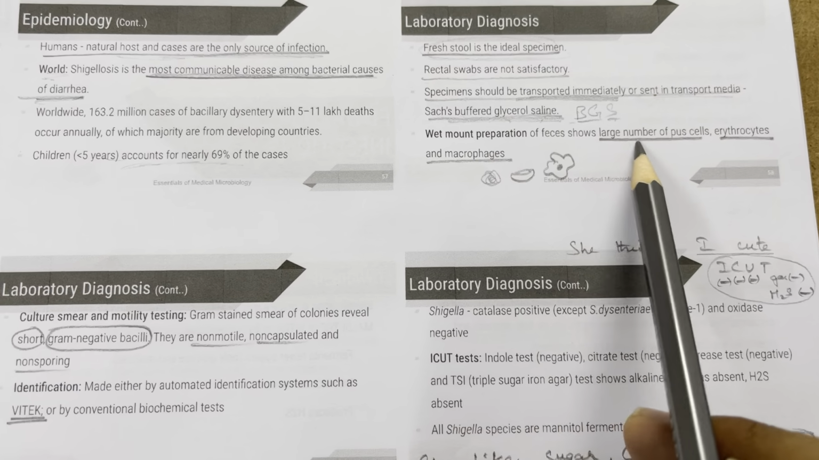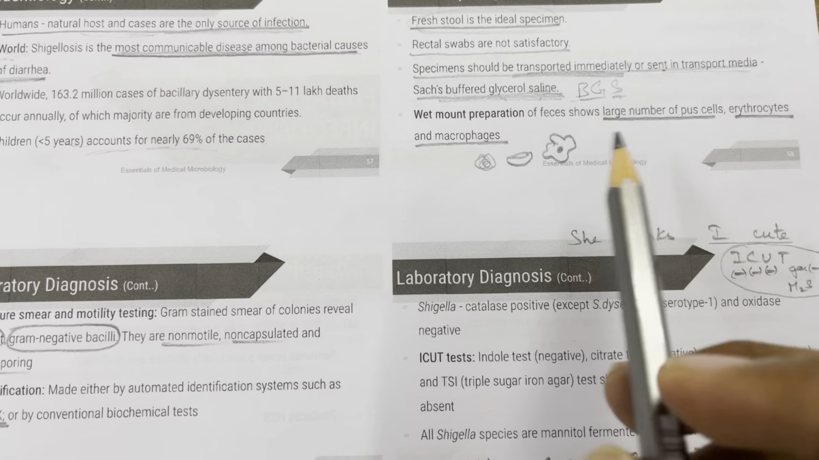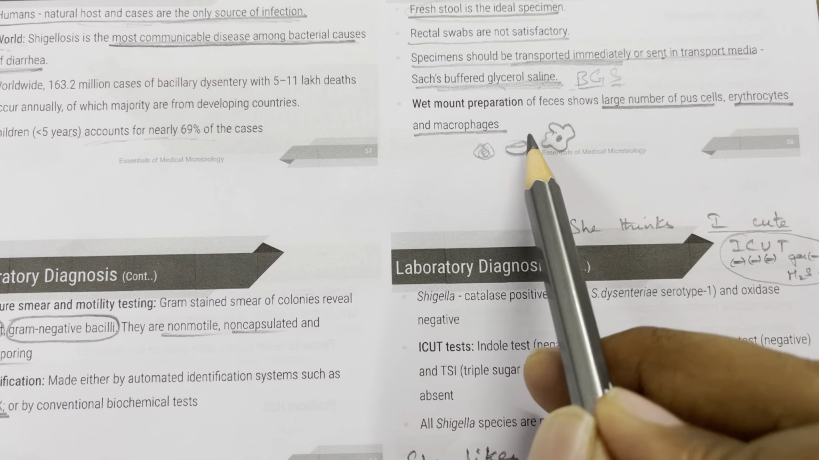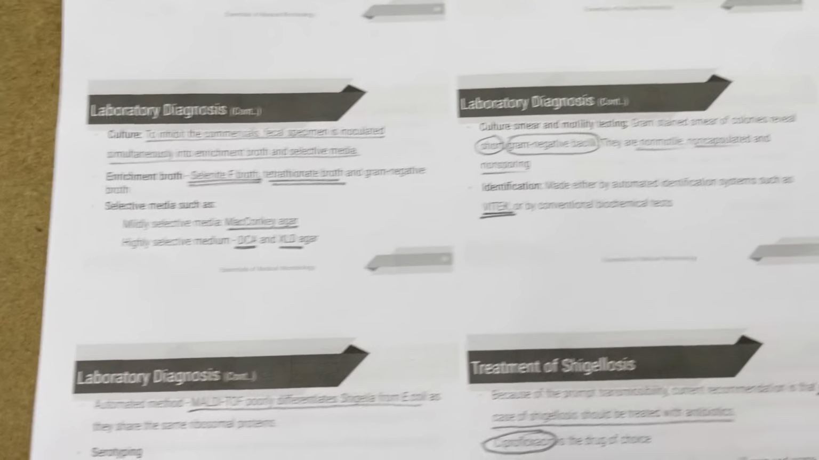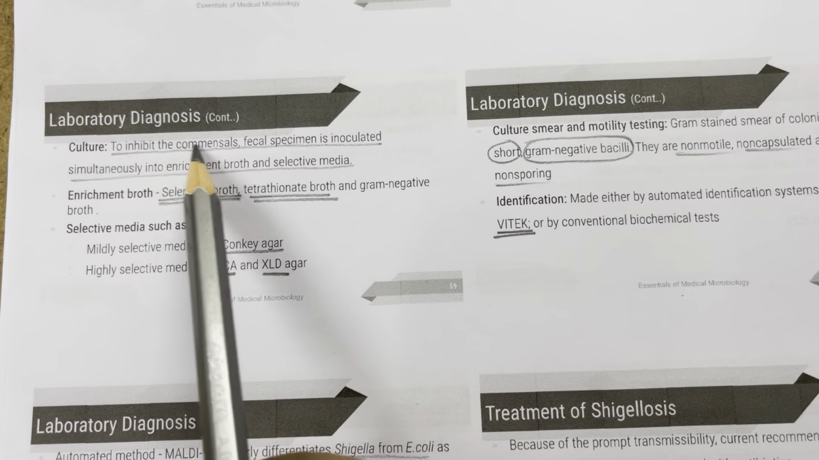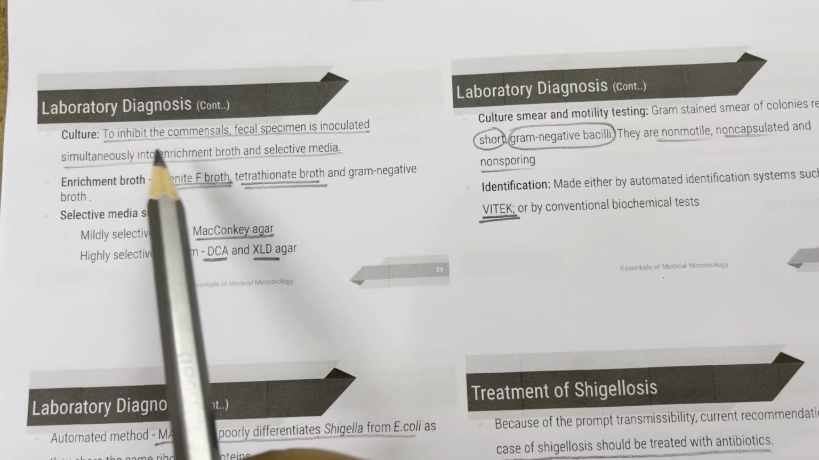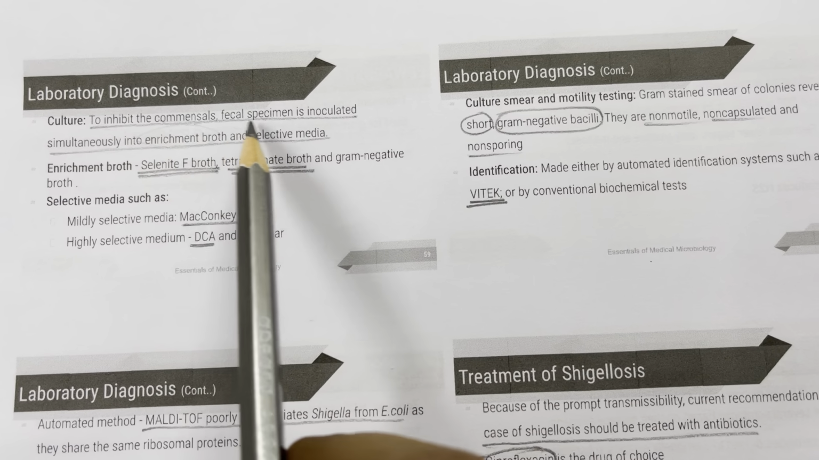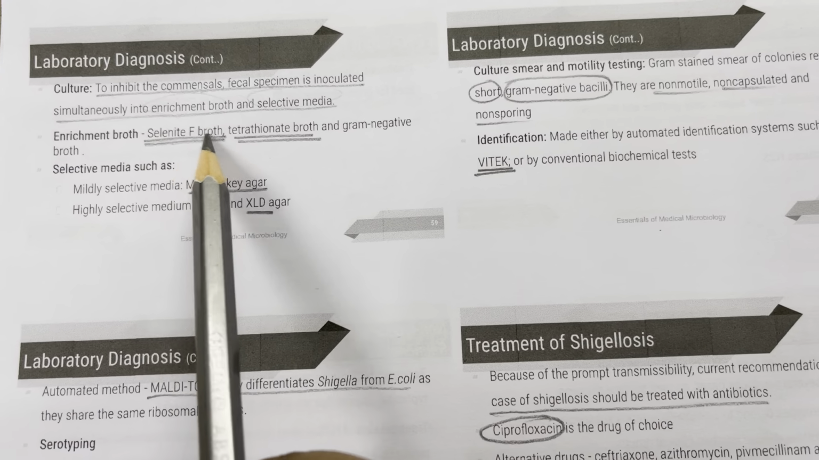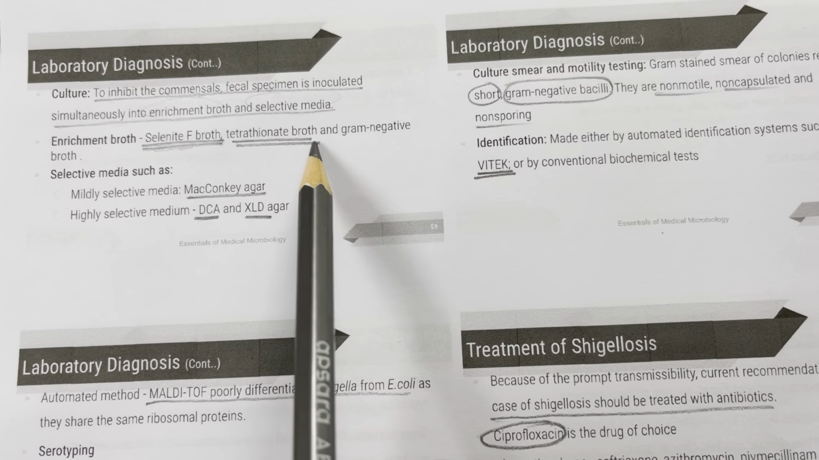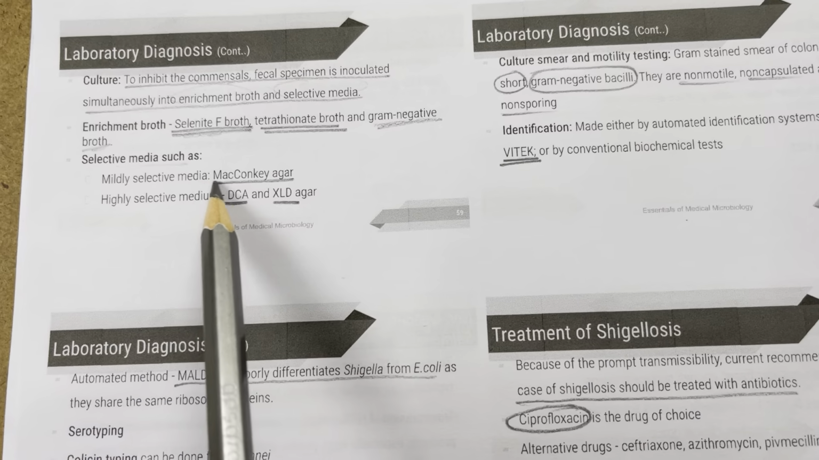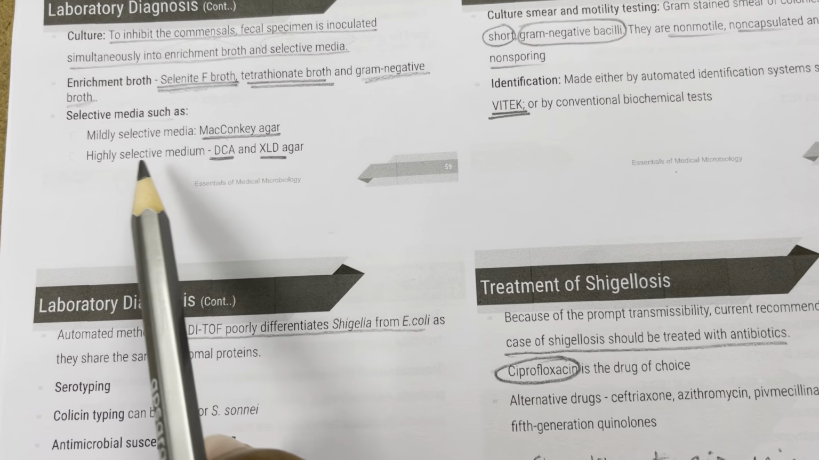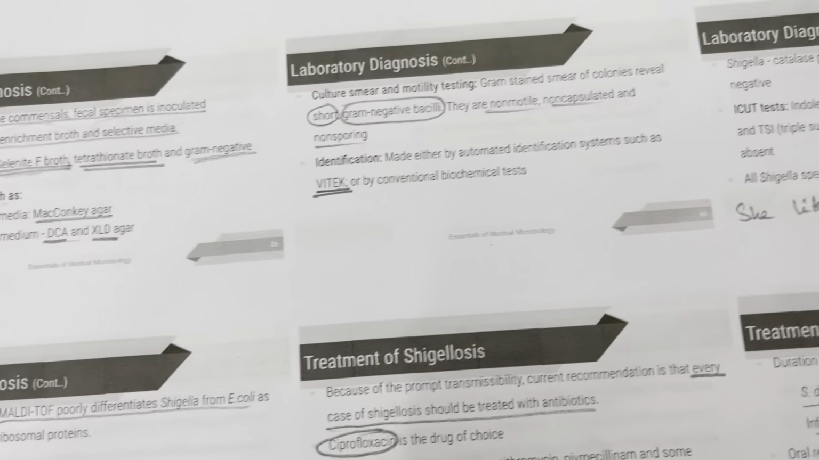Next, wet mount preparation of feces shows mucopurulent bloody discharge: RBCs, pus cells and also macrophages. To inhibit the commensals, you inoculate the fecal specimen simultaneously into enrichment broth as well as selective media. For enrichment broth, you use selenite F broth, tetrathionate broth and gram-negative broth. For selective media, you use mildly selective MacConkey agar, highly selective DCA and XLD agar.